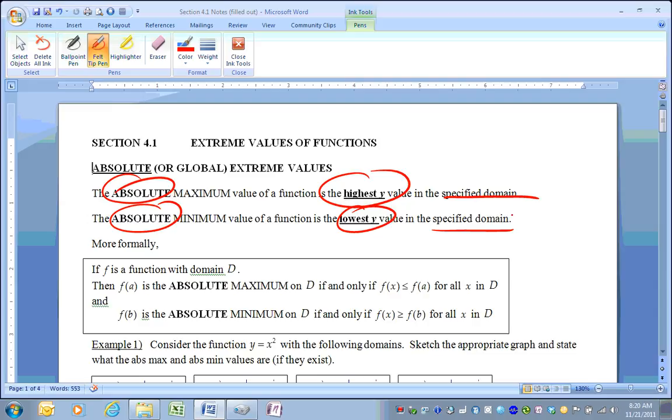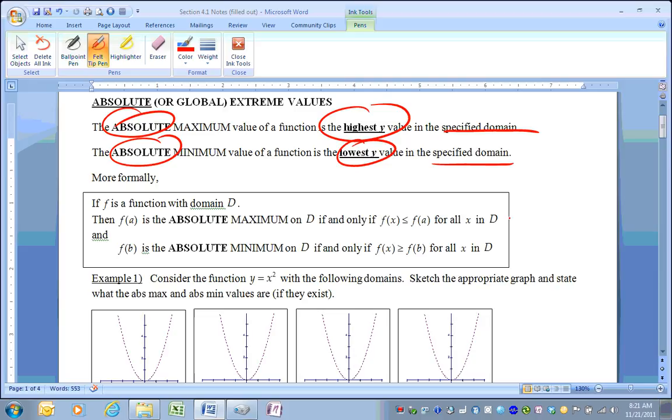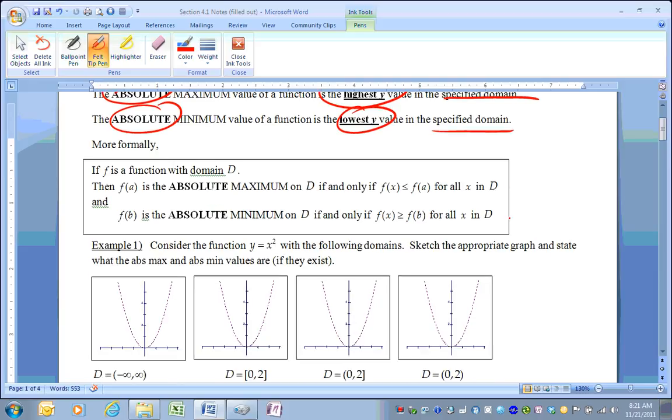There's also another thing called local maximum, local minimum. We'll get to that point when the time comes. But for now, we're just looking for the highest possible value for y in your specified domain. The more formal definition states the following.